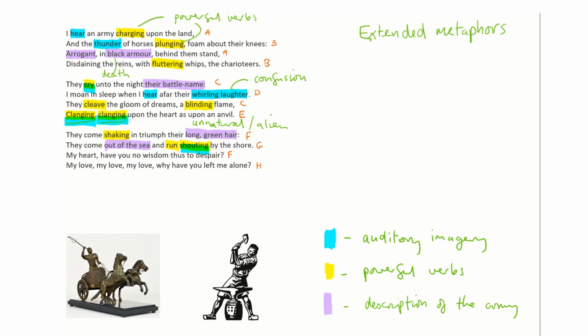It's worth noting that this first one seems to be a sort of rhetorical question which the speaker is addressing to himself. Have you no wisdom thus to despair? Some sort of wisdom that would protect him from these negative emotions, but he seems not to be able to do that. And then again, this sort of triple repetition at the end: my love, my love, my love, really emphasizing how the speaker feels towards this absent person. Why have you left me alone? And again, that question sort of directed towards perhaps this lost love, and signalling the speaker's feelings of sadness and confusion at this abandonment. Okay, hopefully that was a useful recap of I Hear an Army.